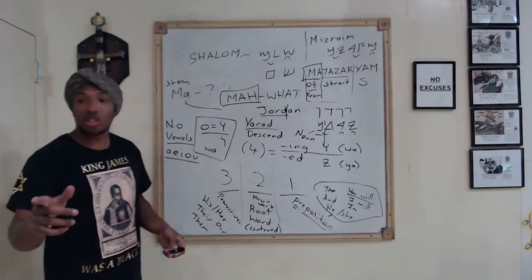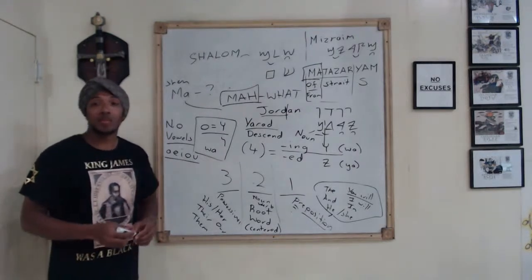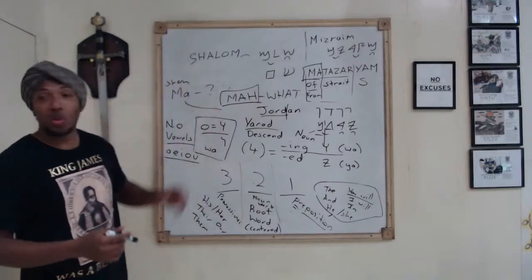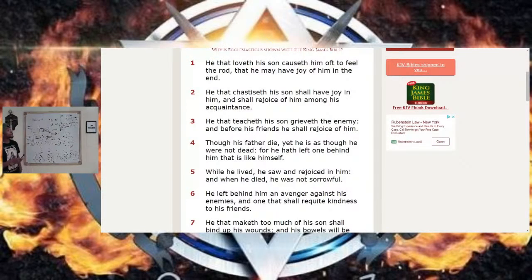Let's get Ecclesiastes 30:4. That's a good one, so that's what we're working on right now. You got it? I will show you. The book of Ecclesiastes, chapter 30, verse 4: Though his father died, our father spoke Hebrew, yet he is as though he were not dead. Hebrew is like it's not dead.